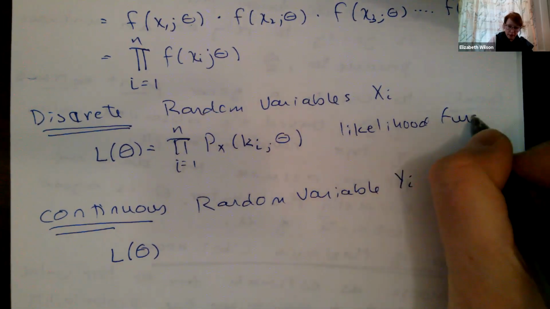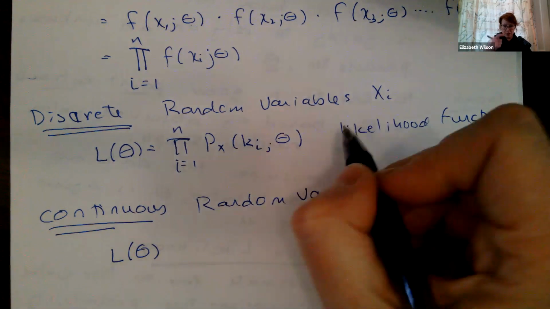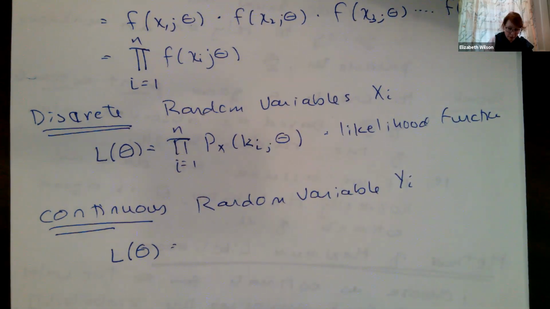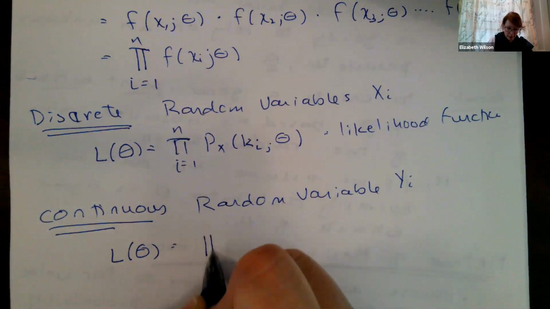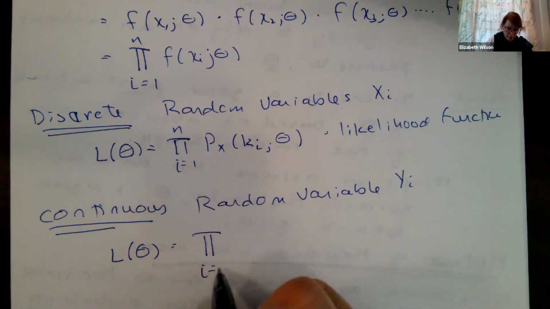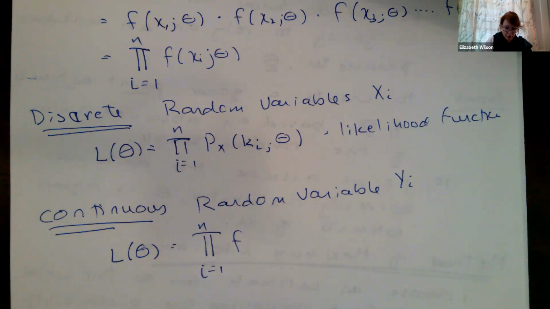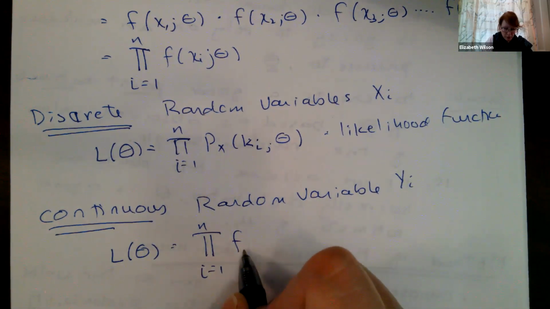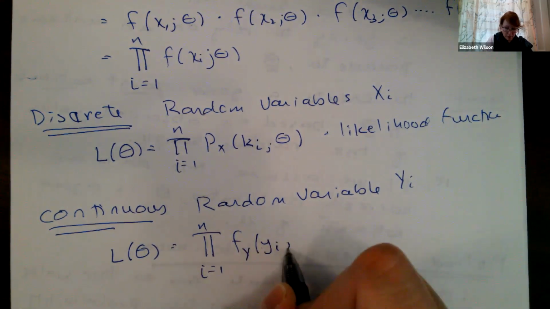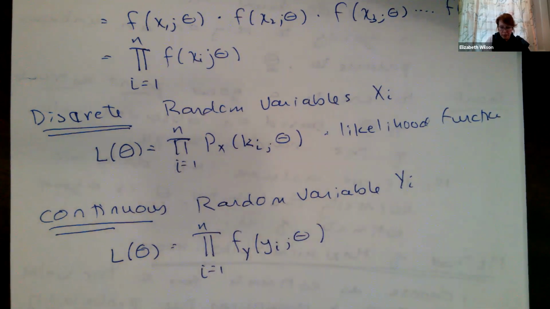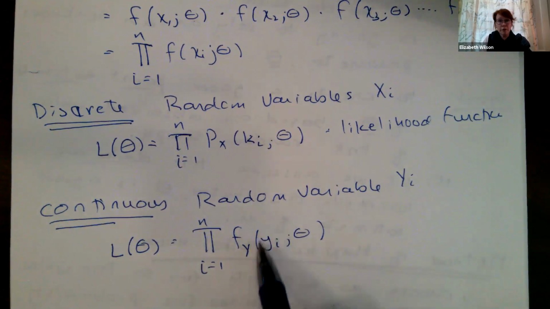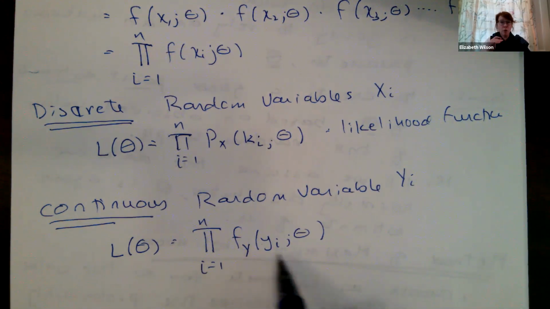Okay, so my likelihood function is the product. My likelihood function for continuous is going to be also a product. Looks like a big pi, i equals 1 to n. I've got what I think is my probability density function, and this is going to be f of y sub i given theta. This, we already know, was our observed value, this little y sub i. Theta is our parameter that we're looking for.